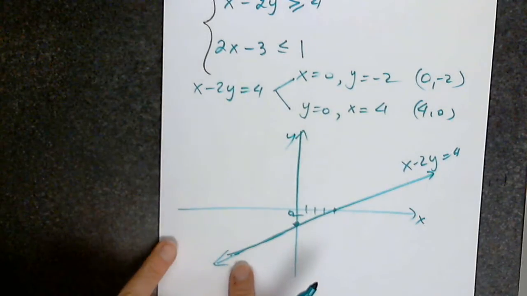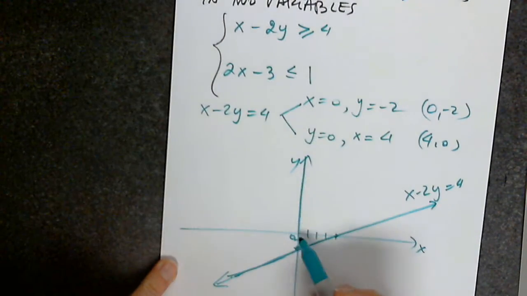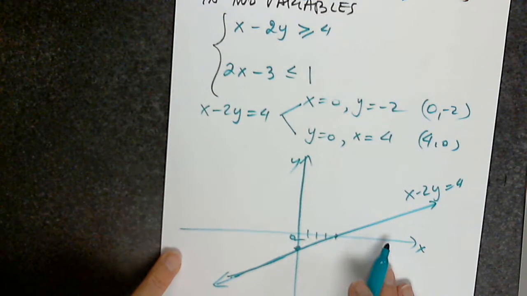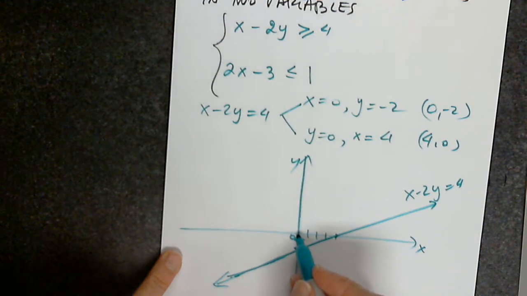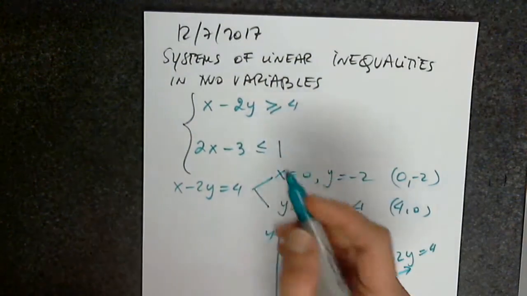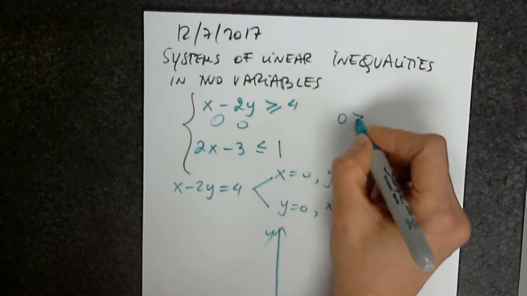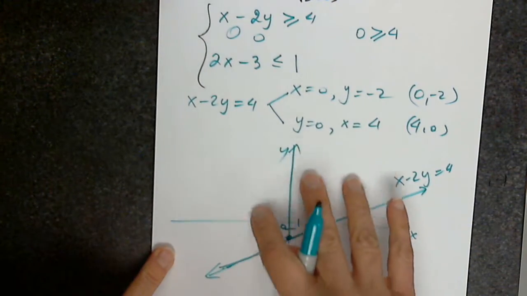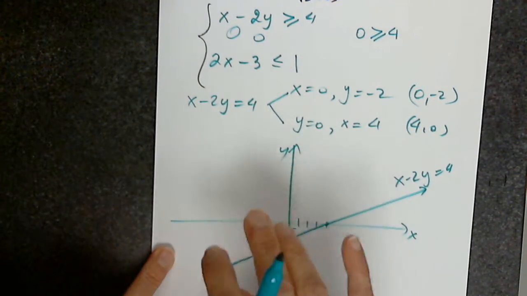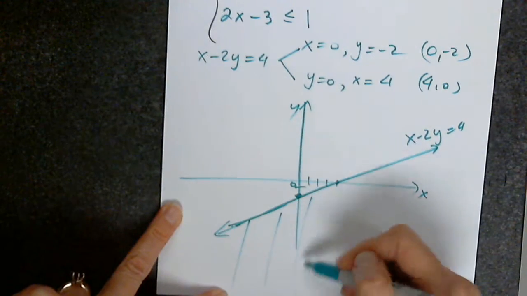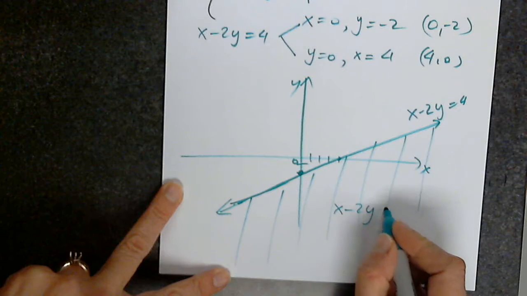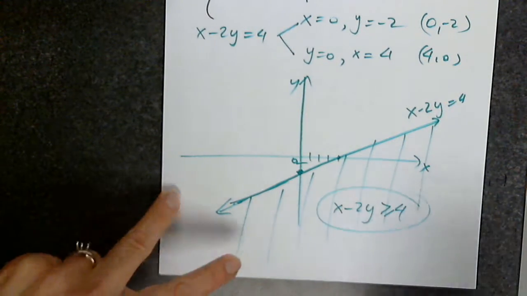Good. So we graph the equation. This is just the equation. So now I encourage you to use the origin because the line does not pass through the origin. If it passes through the origin, you can't. Okay, so 0, 0. Is 0 greater than or equal to 4? No. So I cannot shade in the area that has 0, 0. I have to shade in the opposite area. So this is x minus 2y greater than or equal to 4.